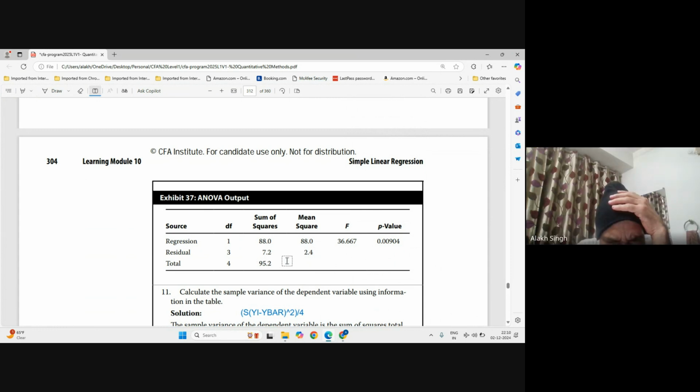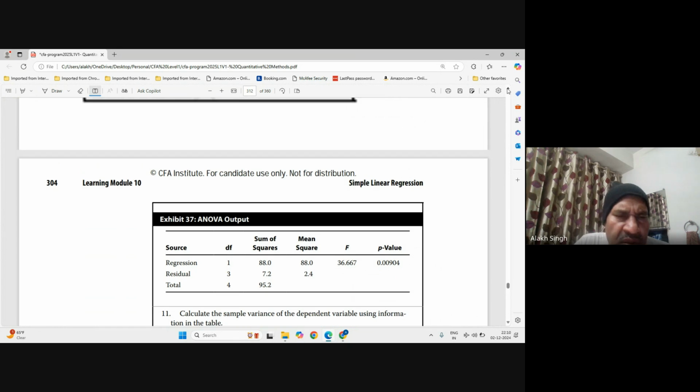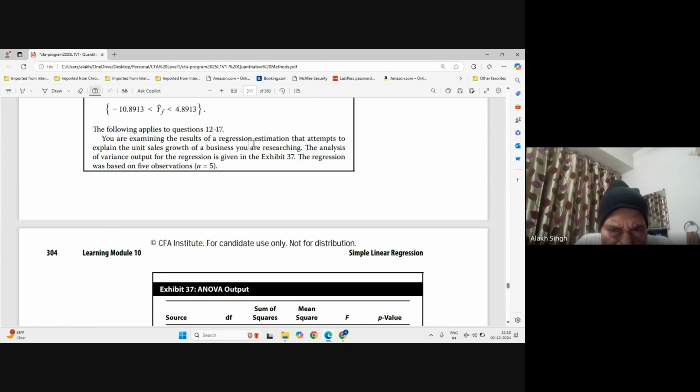So total sum of squares is 95.2. But this one is what? Is this the dependent variable or independent variable? Output is dependent. Let me read the question once again. You are examining the result of a regression estimation that attempts to explain unit sales growth of a business you are researching. The analysis of variance output for the regression is given. The regression was based on 5 observations. Okay, so n is equal to 5, degrees of freedom is 4. So I think sample variance should be simply that divided by 4.